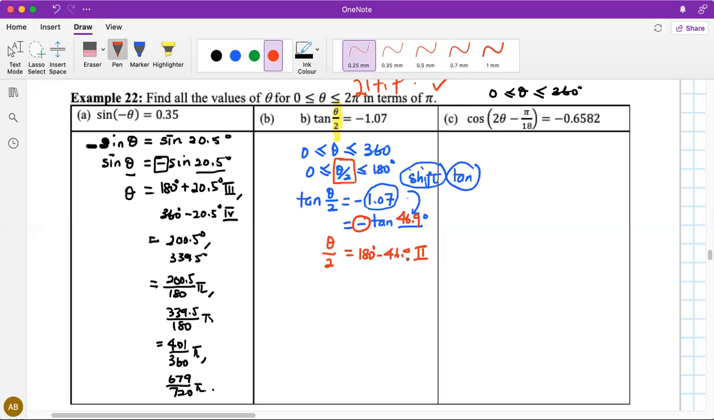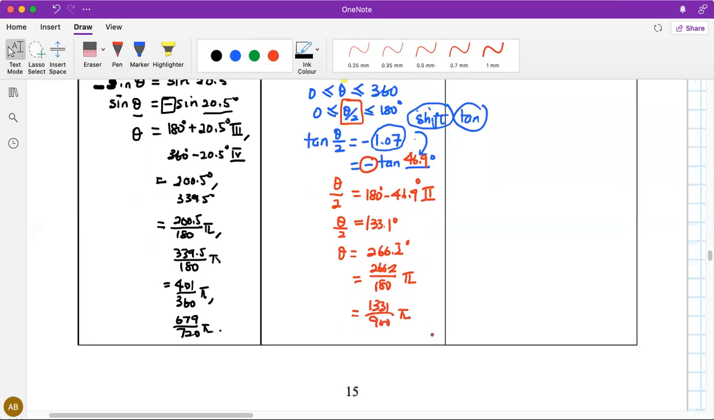So you get 180 minus 46.9, which is 133.1 degrees. That is theta over 2, so theta is double 133.1, which gives 266.2 degrees. Change it into pi: 266.2 over 180 pi. So you get the answer 1 over 900 pi.